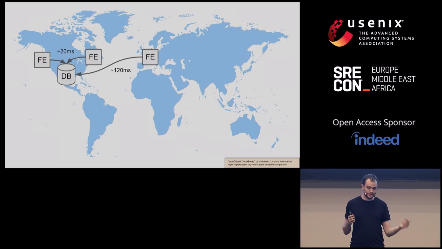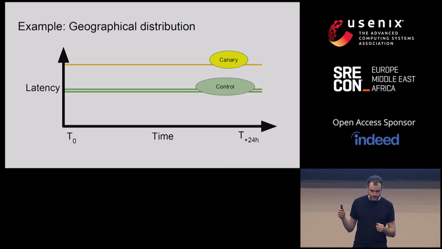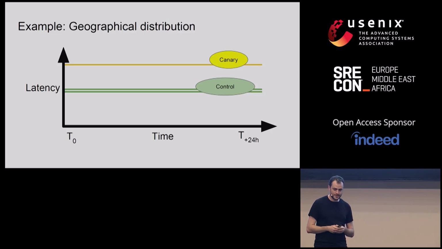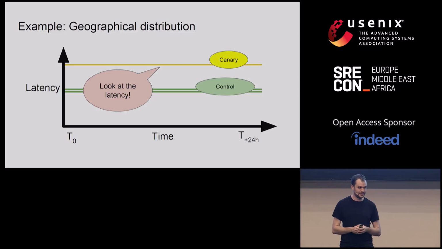And so you have about 20 milliseconds from the front end to database in North America, and about 120 milliseconds from Europe to North America. You choose randomly, Europe is the canary, the two data centers in US are the control, and you get a graph that looks like this. Oh no, the latency is terrible. Where did we go wrong?